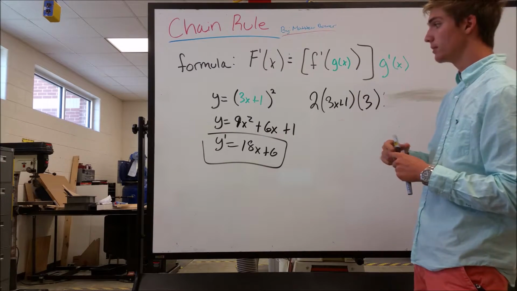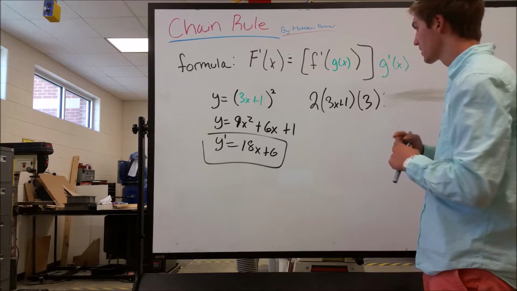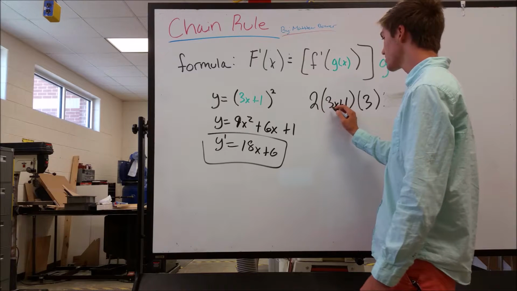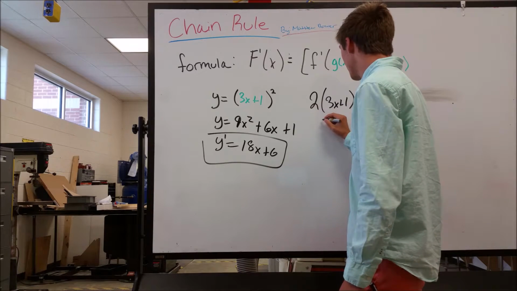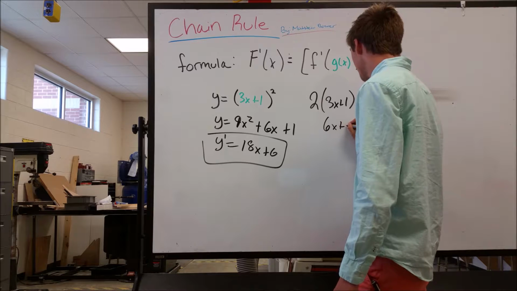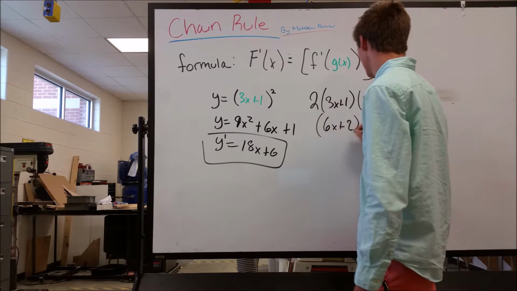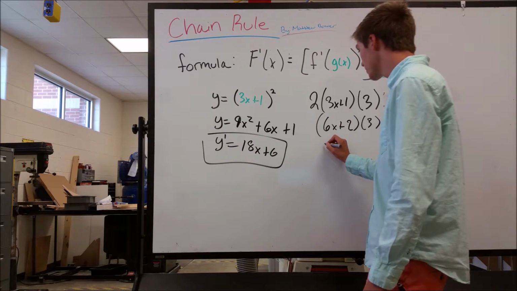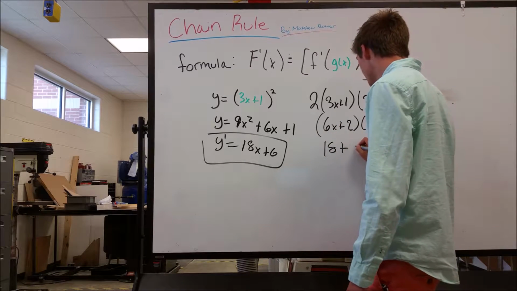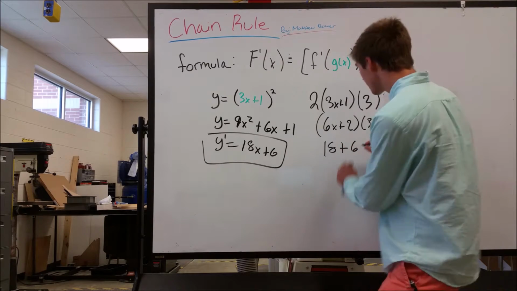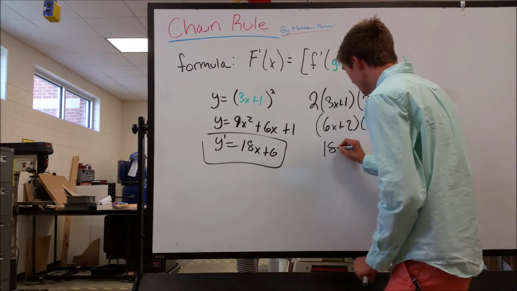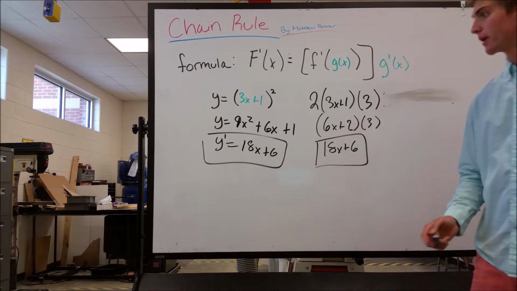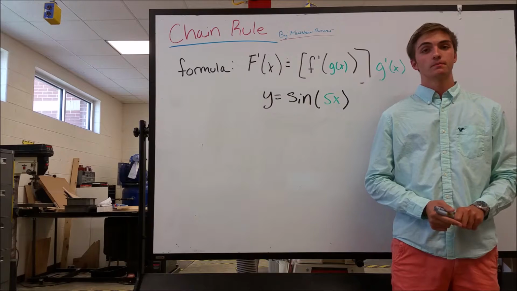Now, what you're going to do is multiply this out. So 2 times 3, so this will be 6x plus 2, times 3. And then 3 times 6, so this will be 18x plus 6, that's y prime.